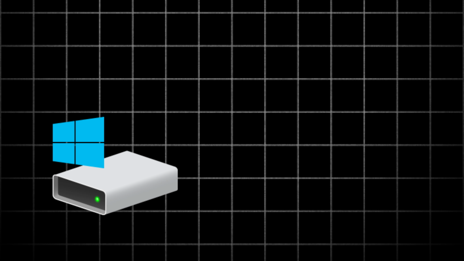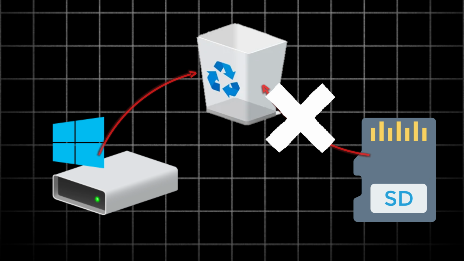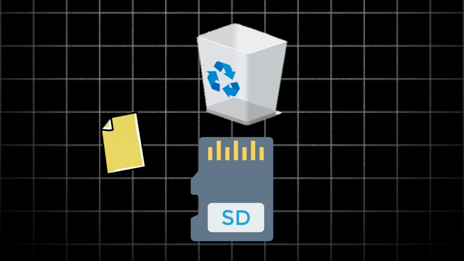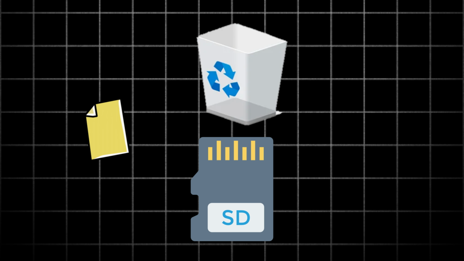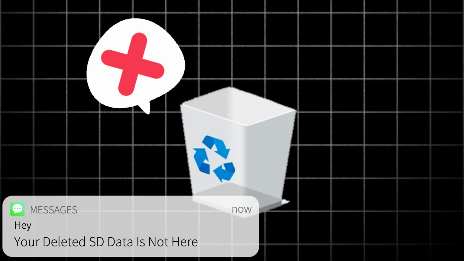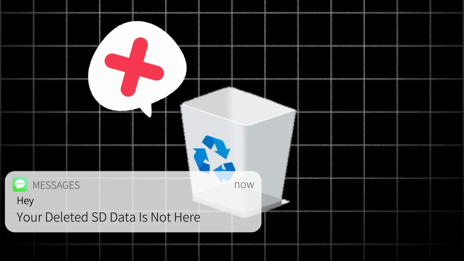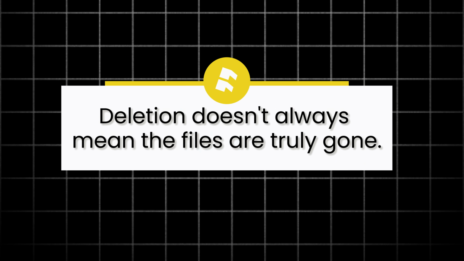Unlike your computer's internal drive, SD cards don't have a recycle bin. So when you delete files from an SD card, they disappear immediately, and you can't restore them from a recycle bin like you can in Windows. But here's the important part. That doesn't always mean the files are truly gone.